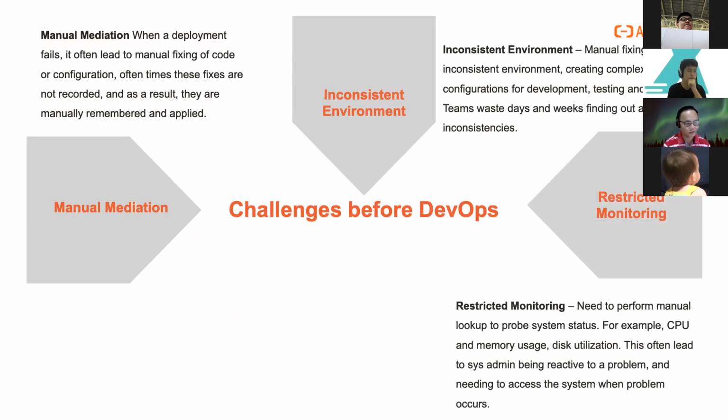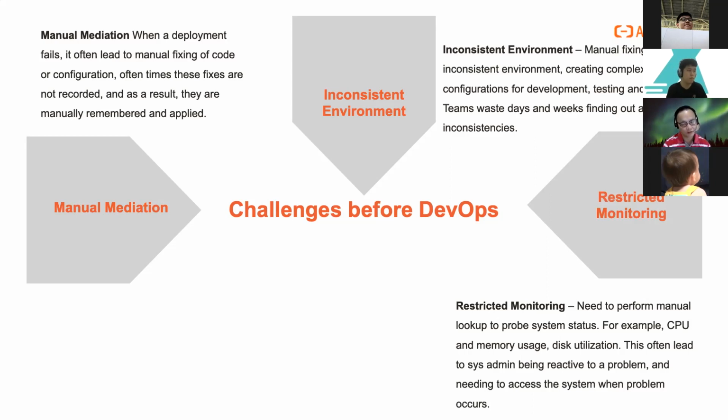Restricted monitoring. If you need to see anything inside, whether the system is running smoothly or fine, or look at a log file, you have to manually log in. So that's very manual also. So in order to improve things and make it very smooth, or what we call agile, which is responsiveness, the ability to respond.